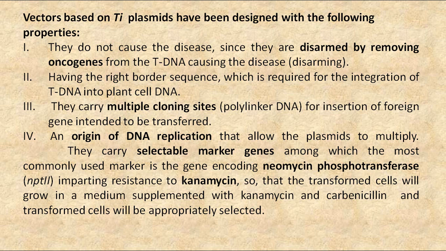They carry selectable marker genes, among which the most commonly used is the gene encoding neomycin phosphotransferase, imparting resistance to kanamycin, so that the transformed cells will grow in a medium supplemented with kanamycin and carbenicillin, and transformed cells will be appropriately selected.